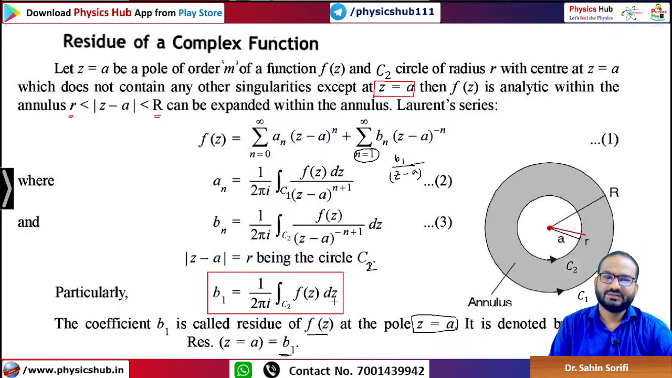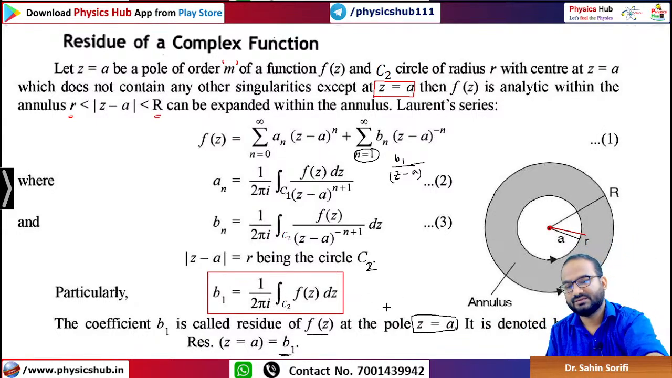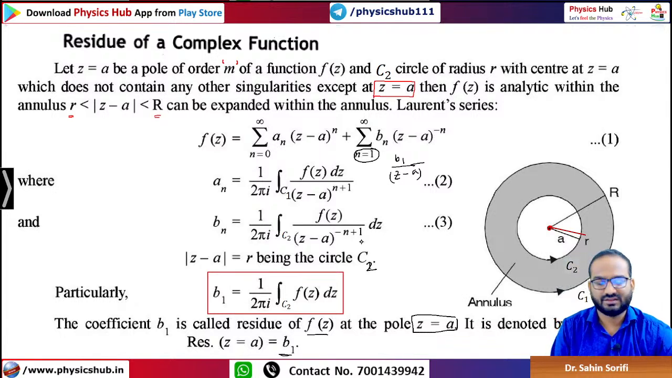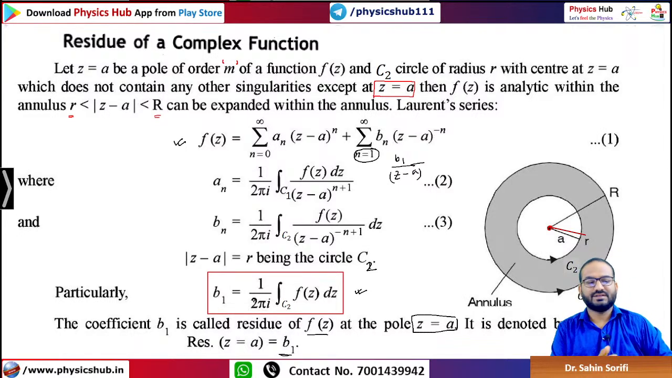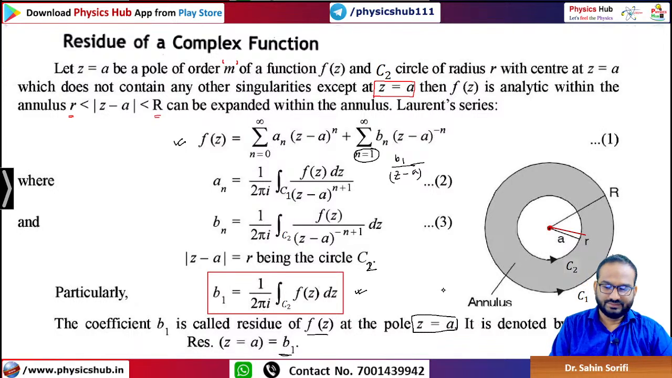You just remember this one. Other things, if you don't remember, that is also okay. These things are not used generally. You remember this expression of f(z) and the value of b1, by putting n equals 1 you get this b1, 1 by 2 pi i integration f(z) dz. Now, if it is done, is it done?